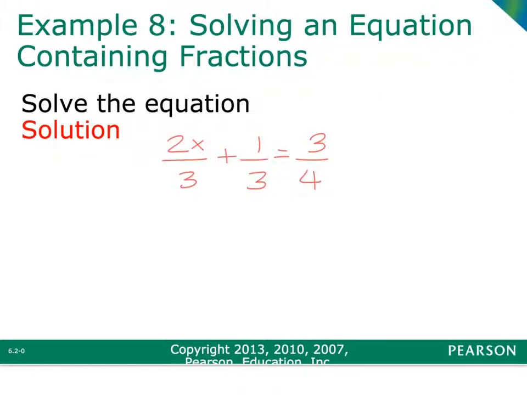So for example, let's start with one with fractions because that's probably the worst for everybody. So let's say you have the equation 2x divided by 3 plus 1 divided by 3 equals 3 divided by 4.